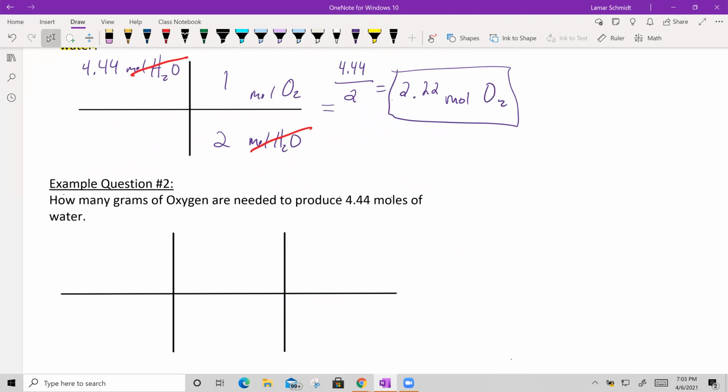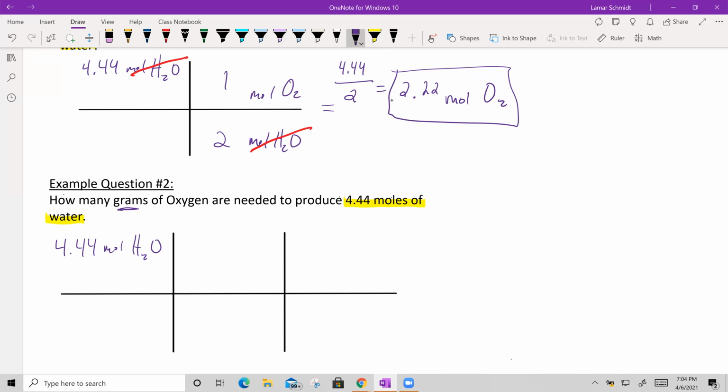Now it asks how many grams. All right, and grams is a unit of mass. How many grams of oxygen are needed to produce 4.44 moles of water? So now we have to ask ourselves, what is the given? And the given is 4.44 moles of water. We use the same value we did in example 1. So 4.44 moles of H2O.